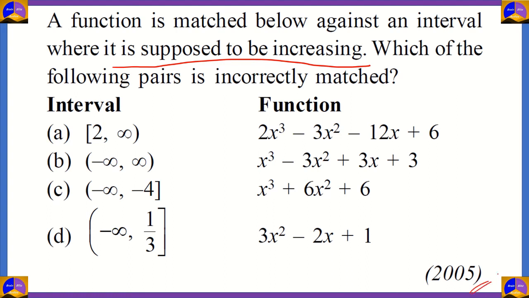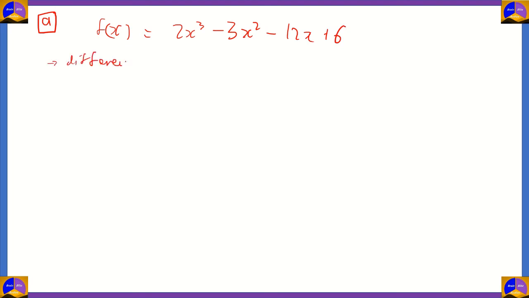So for this question in 2005, we need to solve everything and we need to find out which of these is the correct one. So how do you solve the question? Let's take each option. So option A. In option A, the function f(x) is equal to 2x cubed minus 3x squared minus 12x plus 6. So the first step is differentiate.